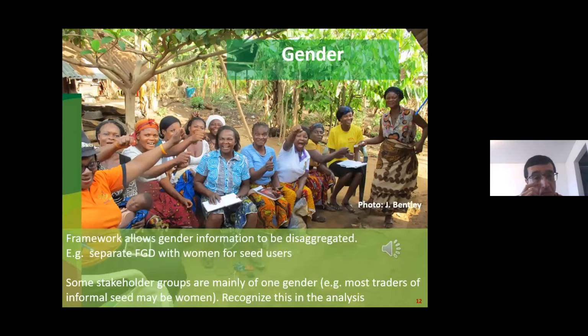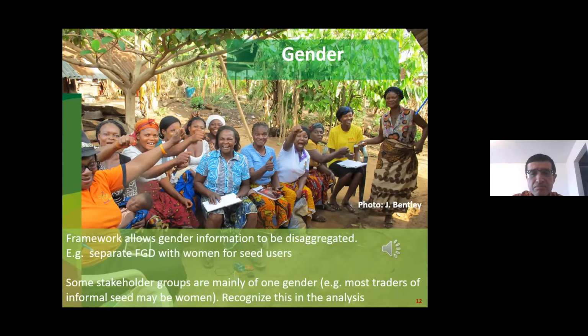Consideration for working on seed systems of root tubers and bananas and other crops, actually, not only for the framework, but for most of the methodologies that we use, is gender. So we need to be very sensitive on gender, on potential gender issues around seed systems. So the framework allows gender information to be disaggregated. So, for example, we can have focus group discussions with women for seed users, or we can have specific interviews just for women or for men on certain topics of seed security.